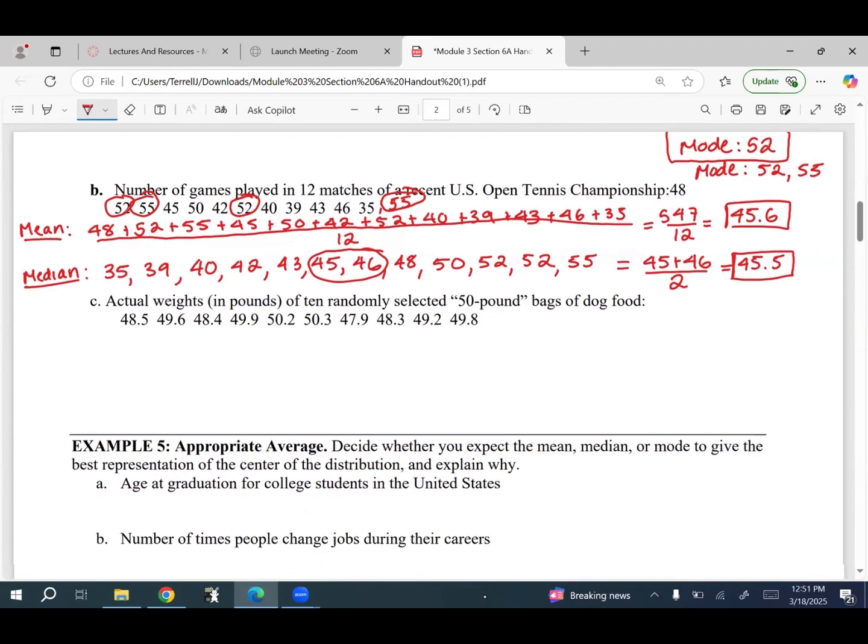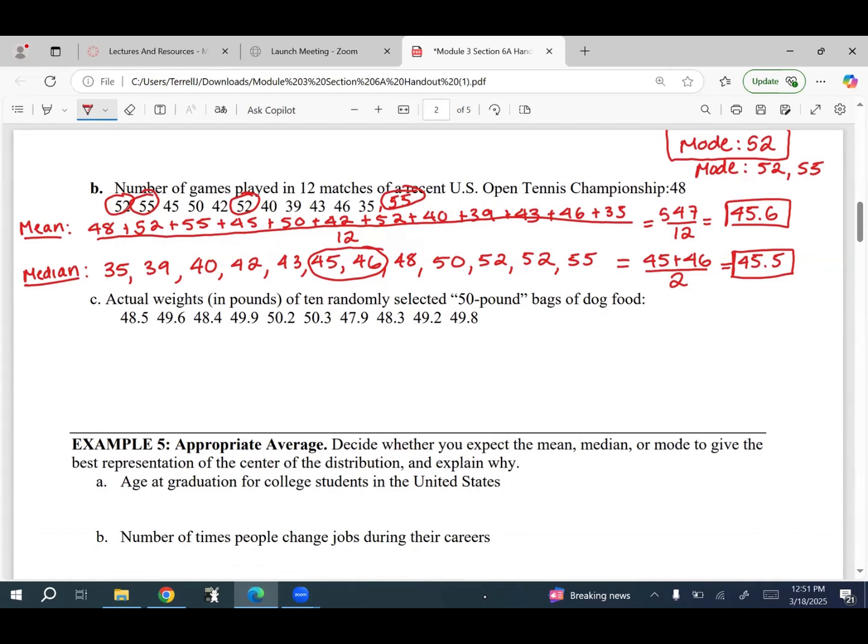For C, I think we're okay with finding the mean and median, but I just want to go over the mode here. Mode is the number that occurs most often. And so if you look at these data values, there is no number that occurs more than any other number, right? Every number occurs uniquely once. So in this case, there would be no mode. This is an example of no mode.